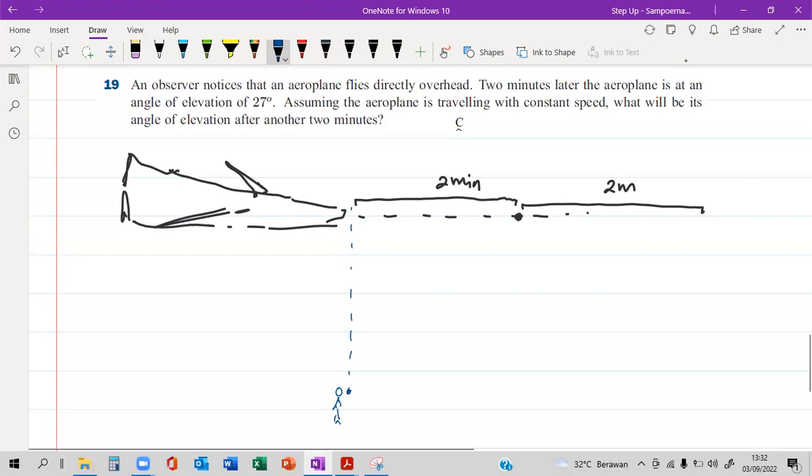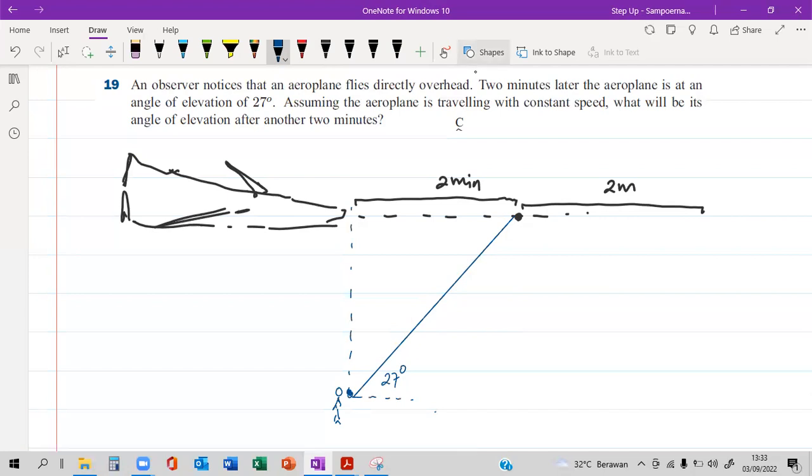From where you're standing to the point here, you have an angle of elevation. From the point here, you have an angle of elevation of 27 degrees.